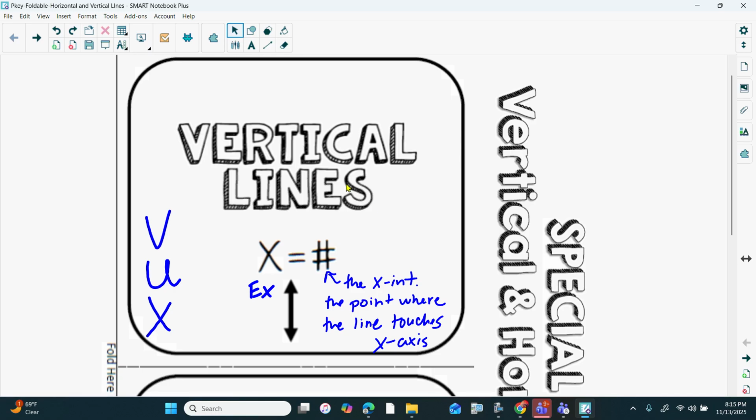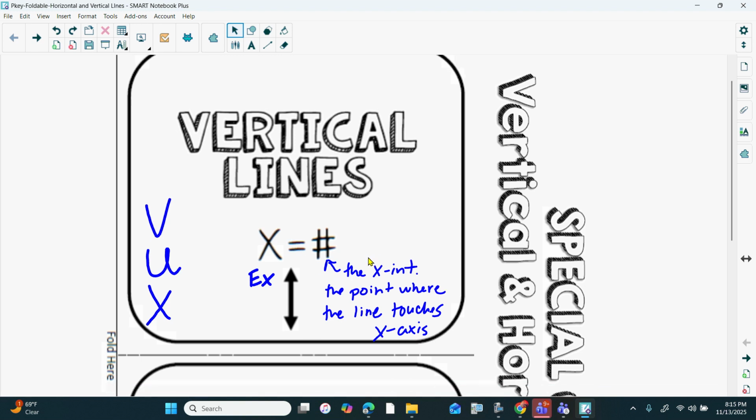So, vertical lines, okay? A vertical line goes up and down. This is an example. And the equation is always x equals a number, okay? This number is the x-intercept. It's the point where the line crosses the x-axis.